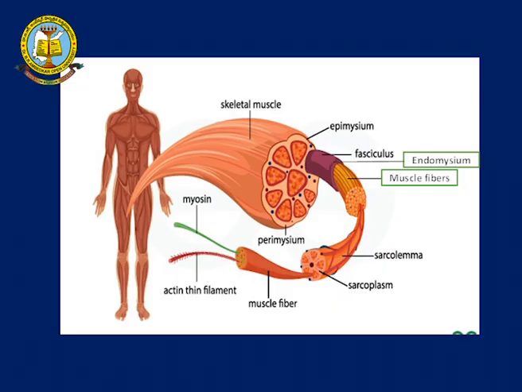We are focusing on a bit of muscle. As this skeletal muscle is attached to the skeleton, it is called skeletal muscle, and it possesses different regions: fasciculus, epimysium, endomysium. We can find the sarcolemma and the sarcoplasm in this picture. As I have told you, there are different types of muscles. Among them, we are studying three major types: skeletal muscle, smooth muscle and cardiac muscle.